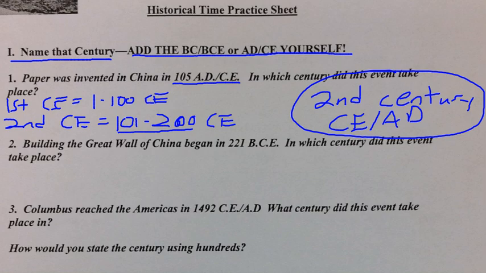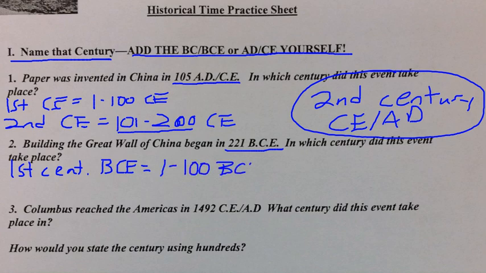Question 2. Building the Great Wall of China began in 221 BCE, before the Common Era. In which century did this event take place? Okay, same type of problem. This time it's asking me about the BCE years though. Okay, and in this case it's going to be just a mirror image of what we did before. So this part may seem a little weird to you, but the first century BCE is the first one counting back from 1. So it's the years 1 to 100 BCE.